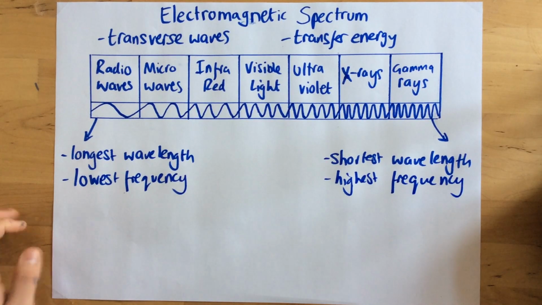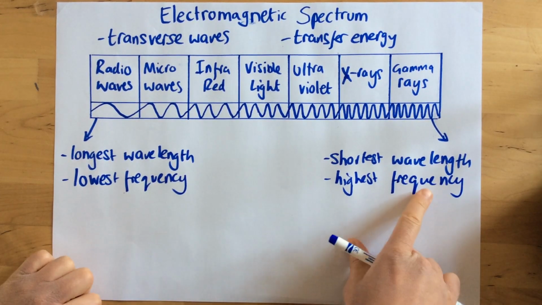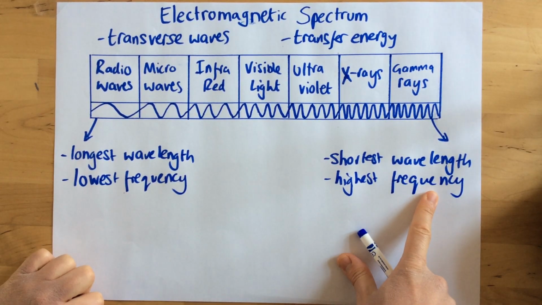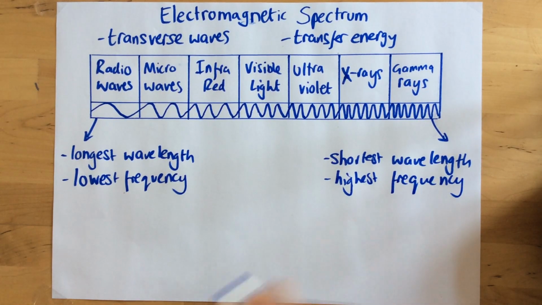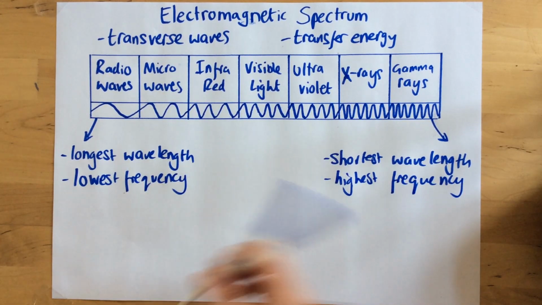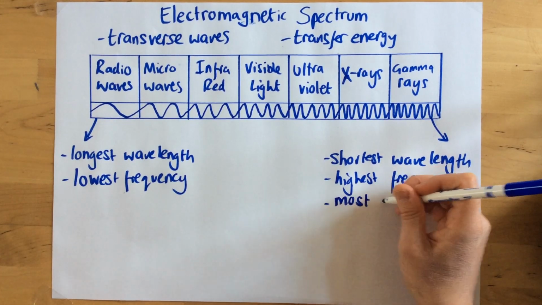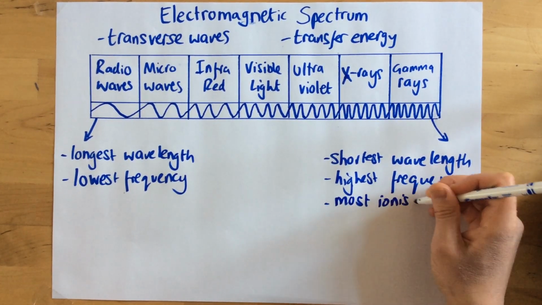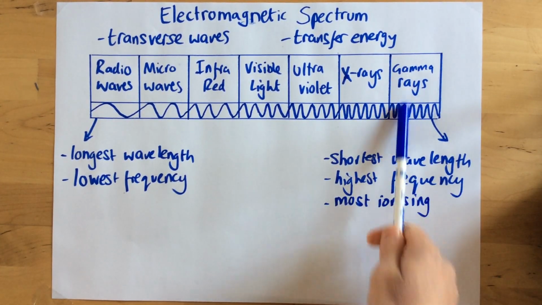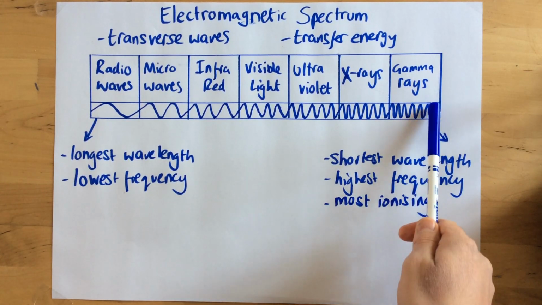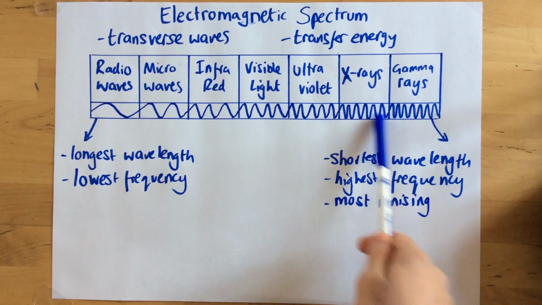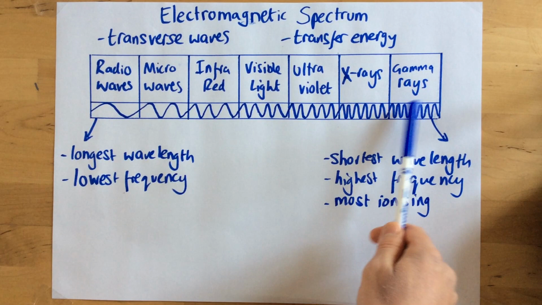Now, basically, the higher the frequency of the wave, the more energy that it transfers. So therefore, it's more dangerous. So therefore, we have this side is described as being the most ionizing. So these waves, because of their high frequency, they transfer a lot of energy. So therefore, they are more dangerous.